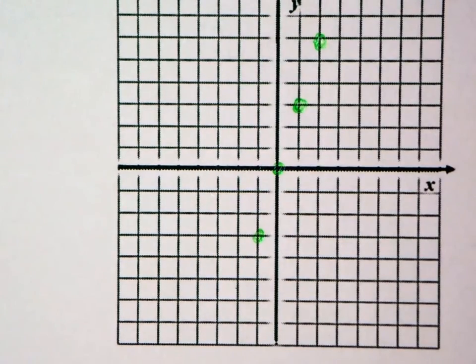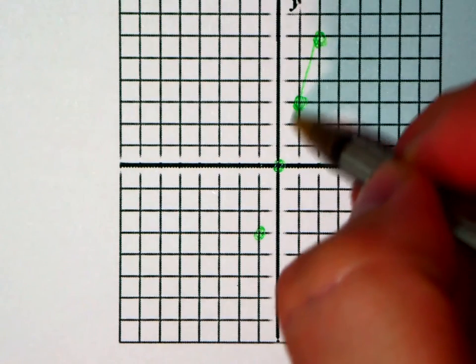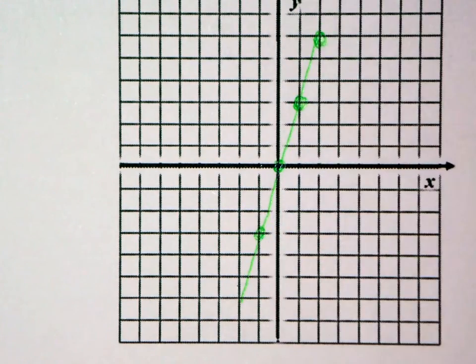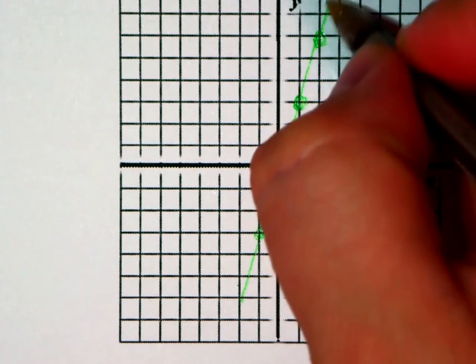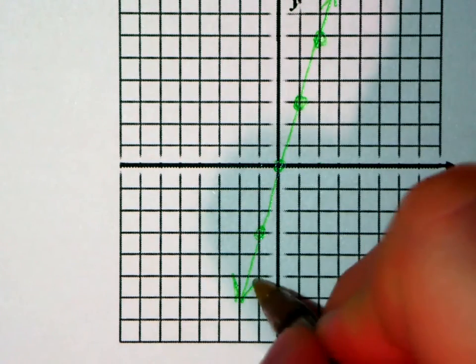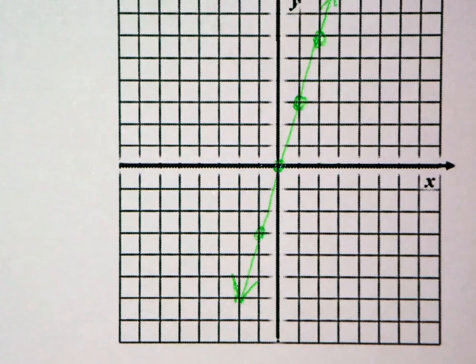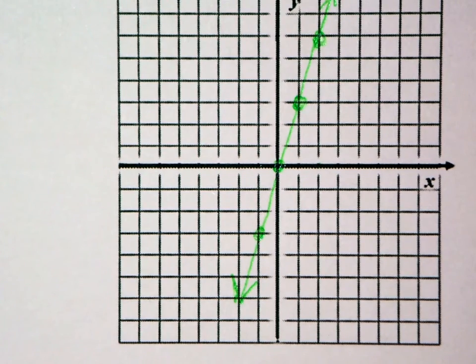And now that I have 4 points, I can simply connect the dots, preferably using a straight edge, so that the rest of my line looks somewhat accurate with how it should look. But we would end up with a line that looks something like this.